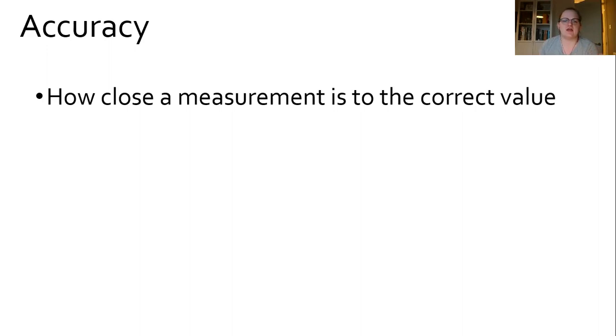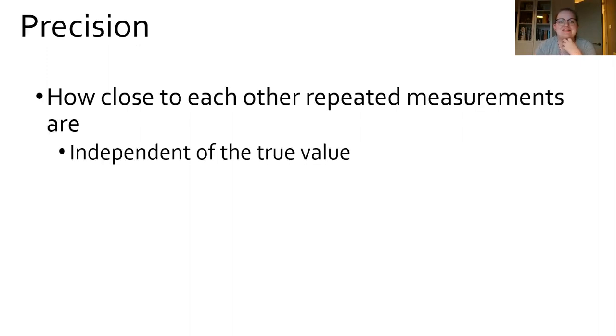But accuracy by itself, if we're doing a novel experiment, is really, really hard. Accuracy is just how close you are to the correct value. So are we getting that correct value that we're expecting? Precision can easily get mixed up with accuracy. Now, precision is how close to each other our repeated measurements are, and this is independent of the true value.